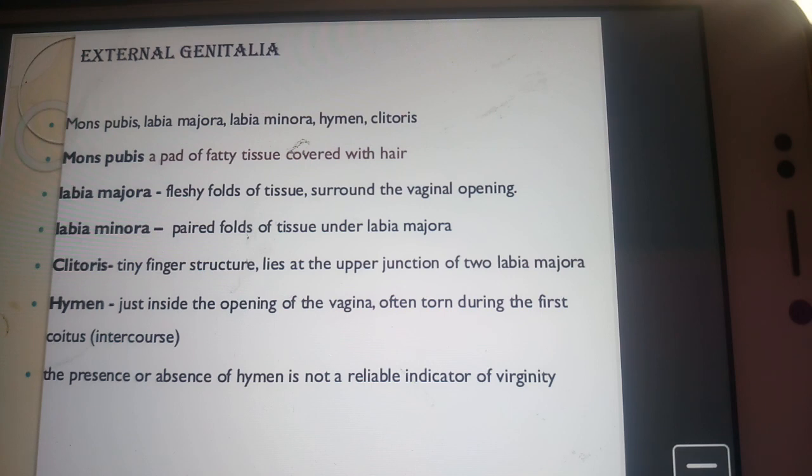These are all the structures of the external genitalia. Remember this one. Sometimes it may be asked for 3 or 2 marks. Mention the parts of the external genitalia in the female reproductive system. Then you can answer: it includes mons pubis, labia majora, labia minora, clitoris and the hymen. This is all about the female reproductive system.